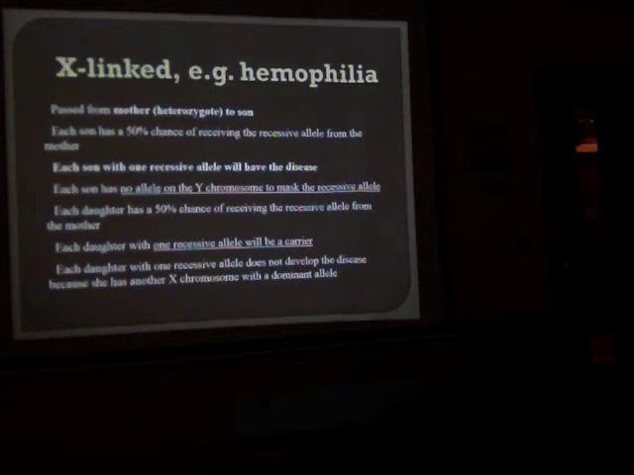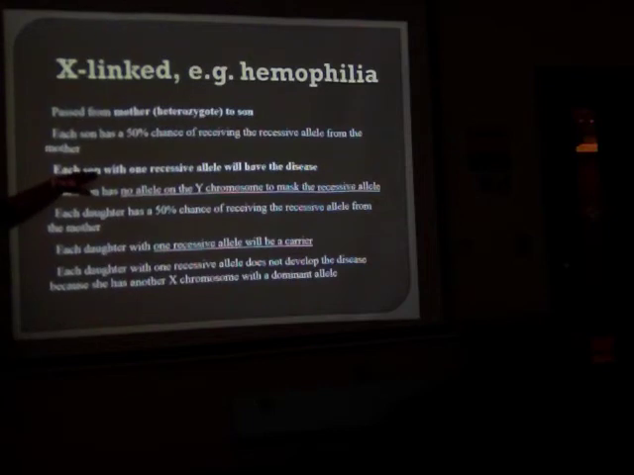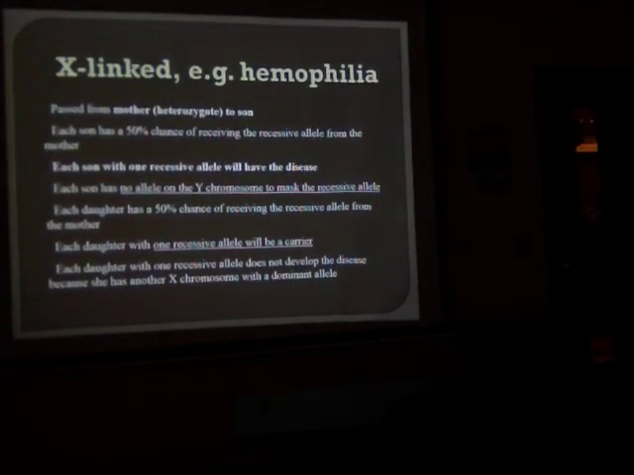If she's a homozygous dominant normal, no sons will have the disorder, right? It's mom to son. Each son with one recessive allele has the disease because X and Y don't have the same alleles, so Y can't block anything on X. All right?